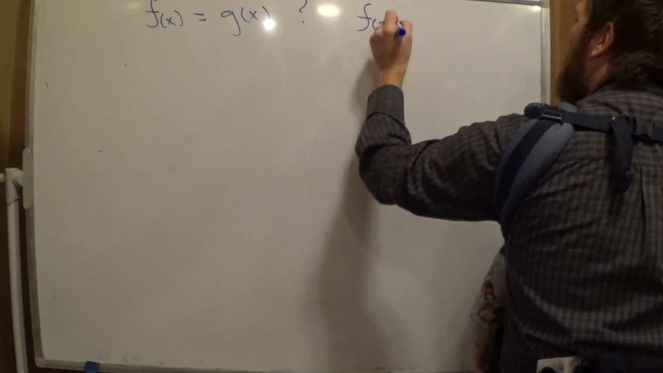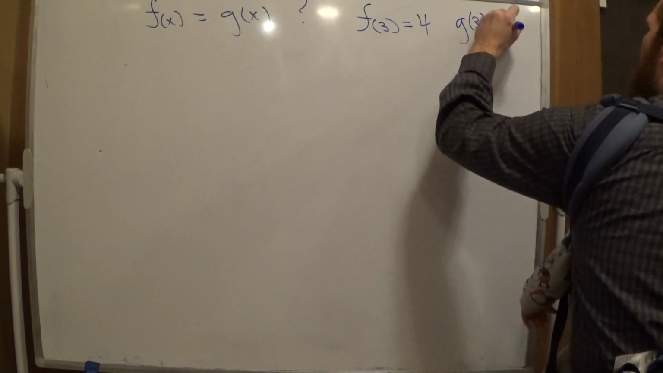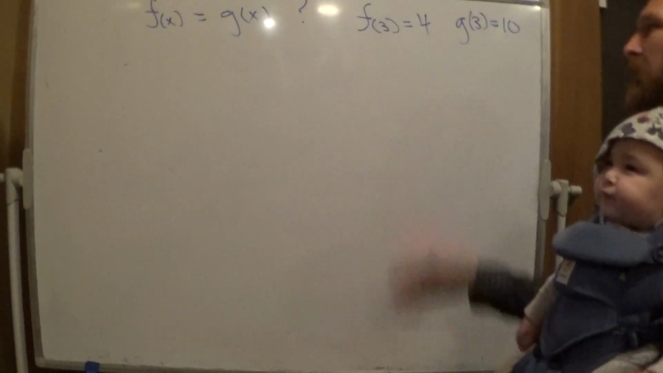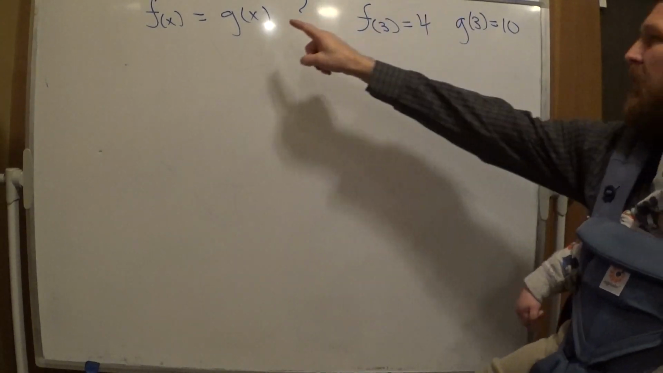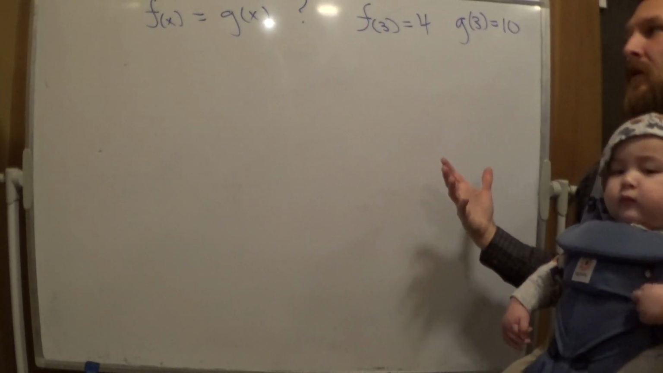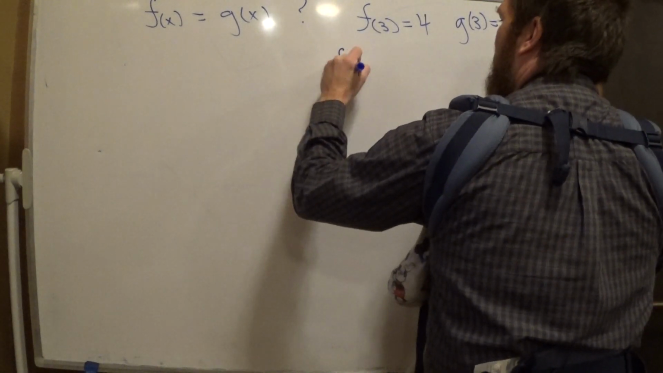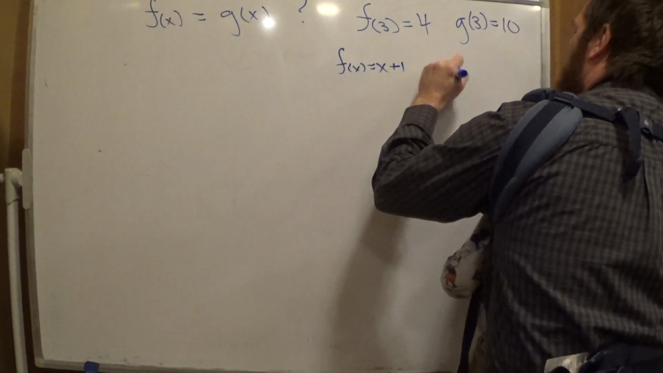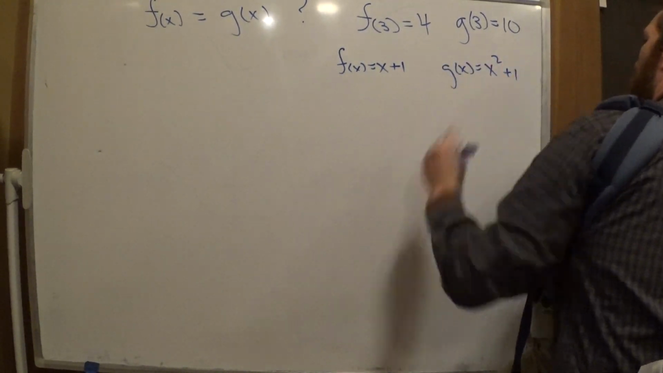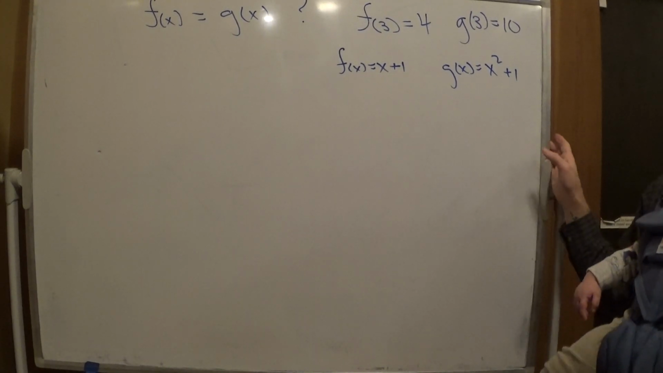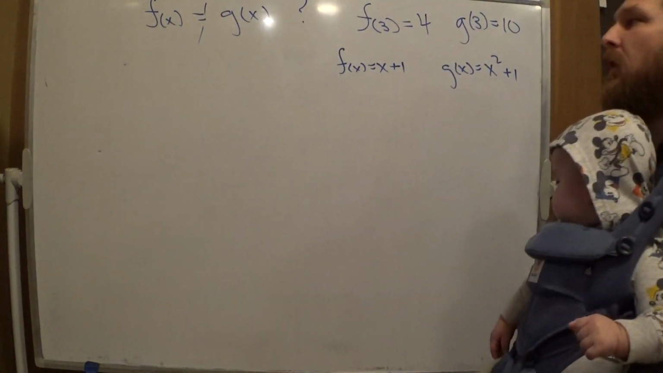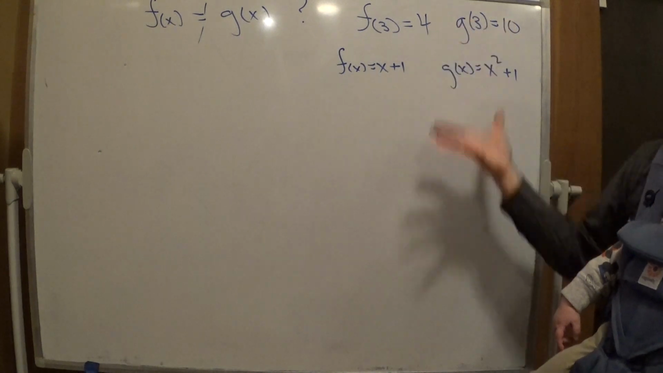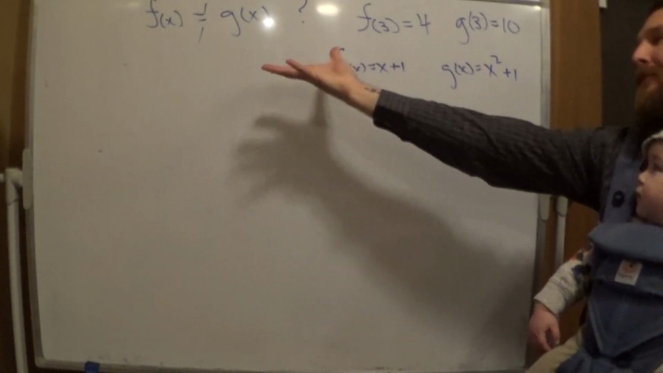Because for instance, if I plugged in a 3 and said, well, f of 3 gives me a 4, but g of 3 gives me 10. Immediately you could say, well, no, they can't be the same function. Because if you plug in a 3, you get a 4. If you plug in a 3 on this side, you get a 10, so they can't be the same. We don't need to go through and say, well, f of x is actually x plus 1, g of x is actually x squared plus 1, right? So this is why, to show that something's not equal, you only need 1 value. Because if they don't agree at that one value, well, they can't be equal everywhere.